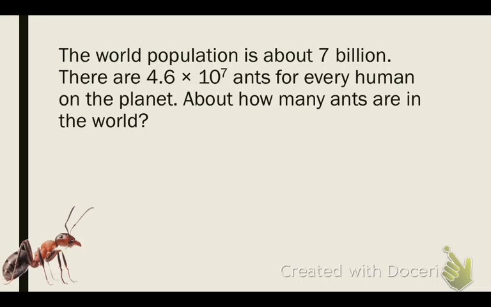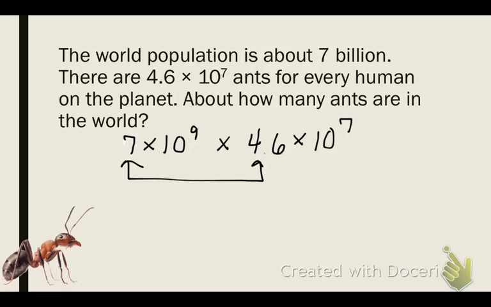So if there's 7 billion people, I need to consider what that looks like in scientific notation. So million has 6 zeros, billion is going to have 9. So I know that that's 7 times 10 to the 9th. And I'm going to multiply that. I'm going to multiply the people by the number of ants. So times 10 to the 7th. So I'm going to end up multiplying the 7 times the 4.6, which is 32.2.